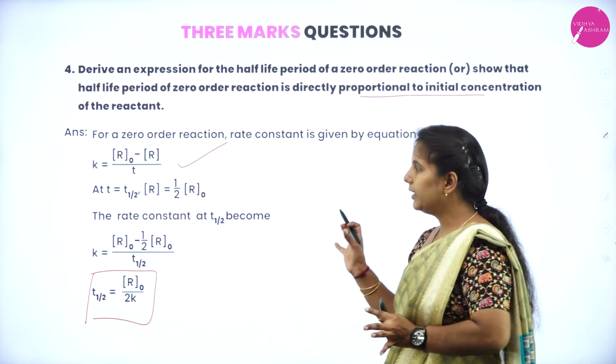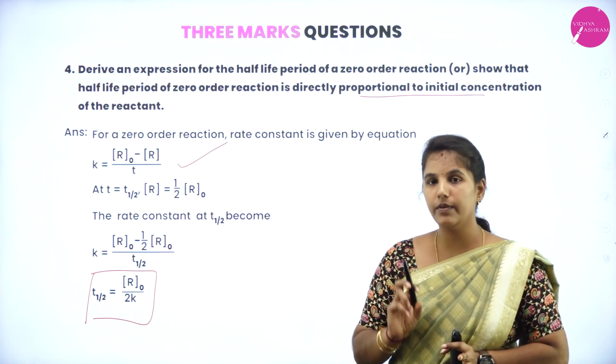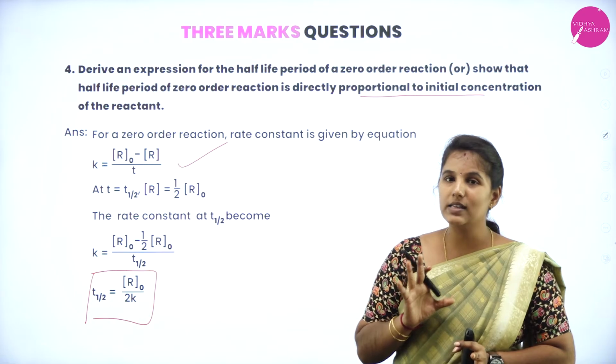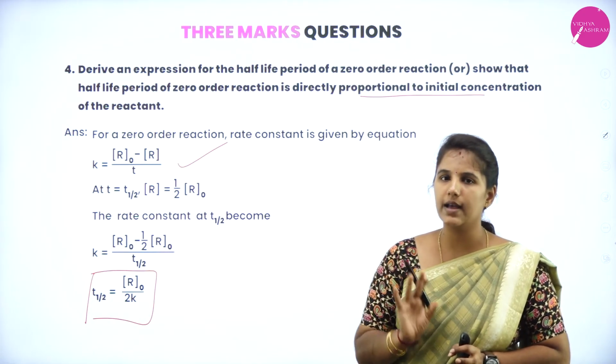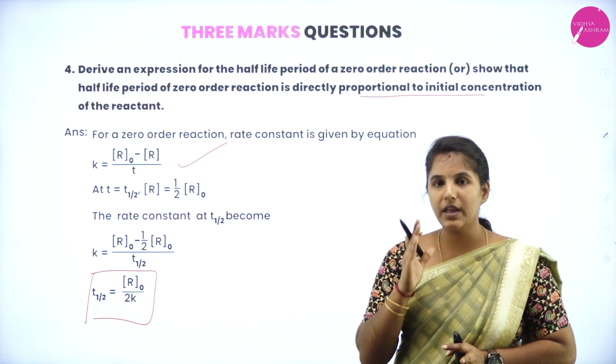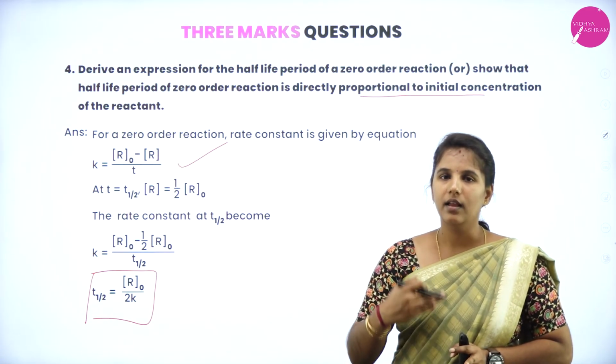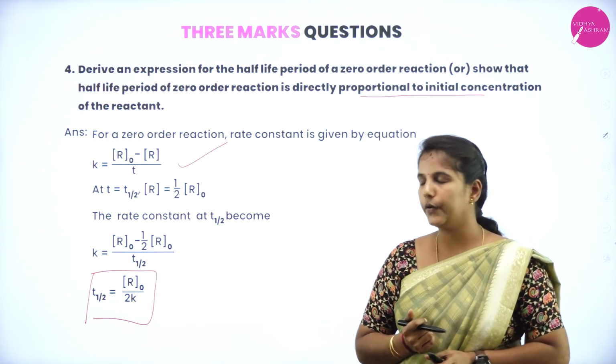Remember, the integrated rate equation can be asked for 3 marks, and this half-life period is sometimes asked for 3 marks, sometimes for 2 marks. That is why I have mentioned it in the 3 marks. So please be careful. If they ask you to write for 3 marks, you need to write it neatly and with a final equation.